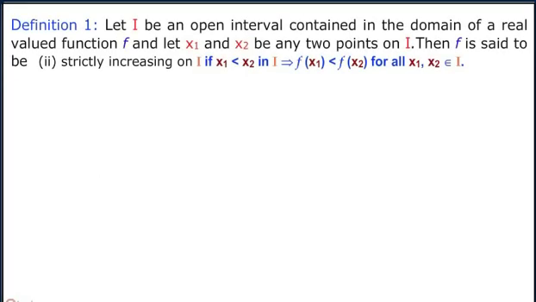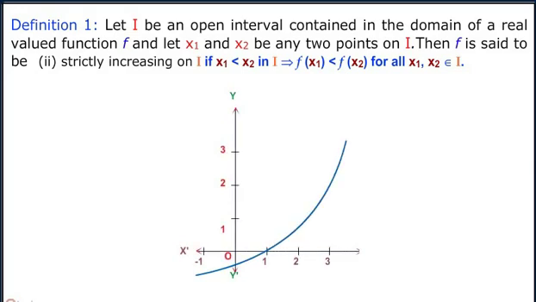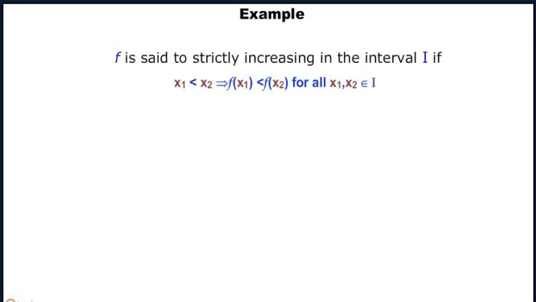Let's learn about strictly increasing functions. Let I be an open interval contained in the domain of a real valued function f, and let x1 and x2 be any 2 points on I. Then f is said to be strictly increasing on I if for x1 less than x2, f(x1) is less than f(x2) for all x1, x2 belonging to I. Let's take an example. f is said to be strictly increasing in the interval I if x1 less than x2, f(x1) is less than f(x2) for all x1, x2 belonging to I.